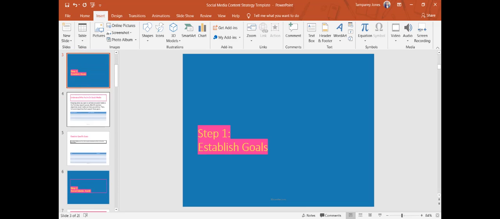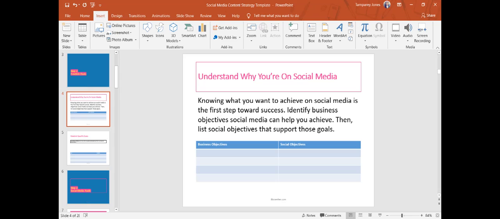Establishing your goals. So first, you're going to want to understand why you're on social media in the first place. Why are you creating a content strategy for your business? What is your goal for this holiday season? So knowing what you want to achieve on social media is the first step towards success. Are you on social media to educate your clients about your products? Or are you solely on social media to gain more viewers and followers?